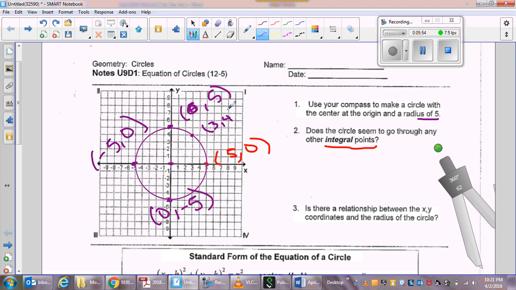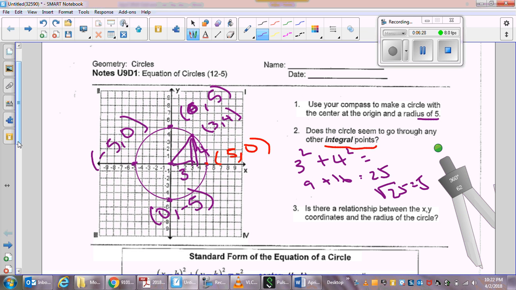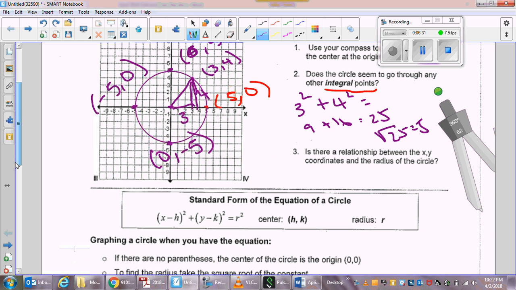3 and 4. Because if I wanted to find the distance from here to here, it's hard to draw, but you kind of create a right triangle. The distance from here to here is 3. The distance from here to here is 4. So if you do 3 squared plus 4 squared, it gives you 9 plus 16, which is 25. So the square root of 25 is 5, right? So that can also be an integral point. But it's kind of hard to find those points. So just focus on the one that is actually on the grid that you can clearly see, okay?